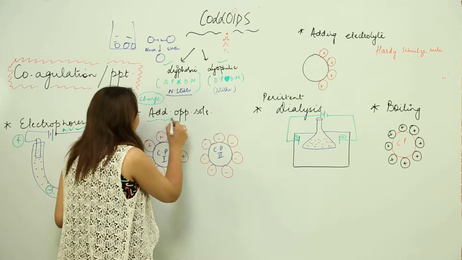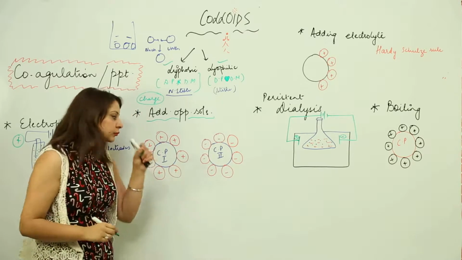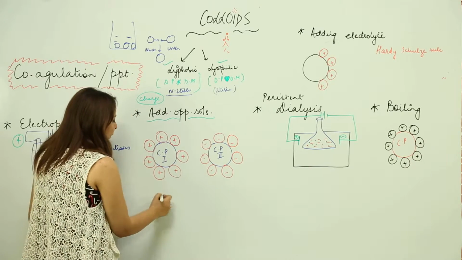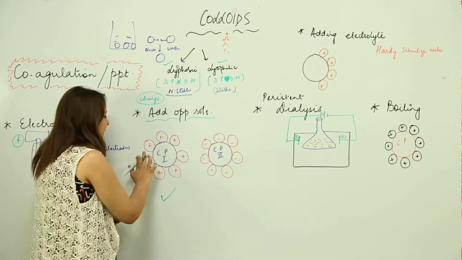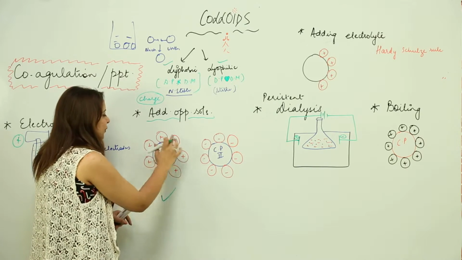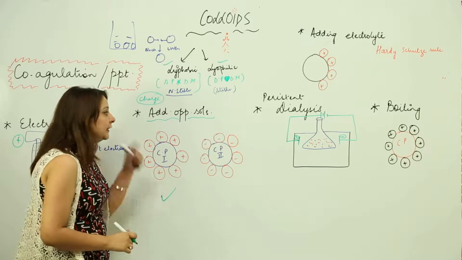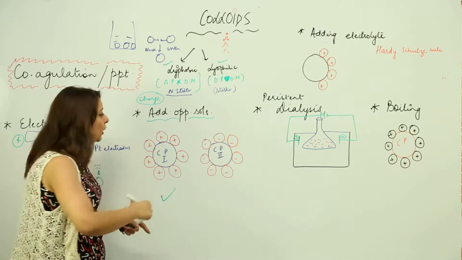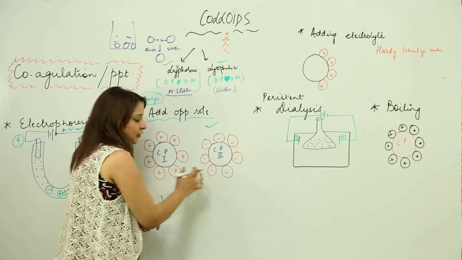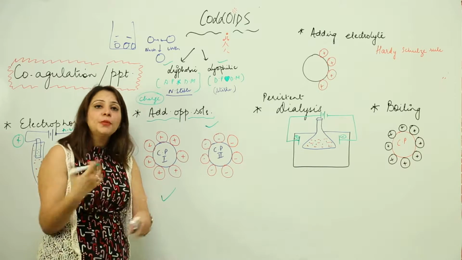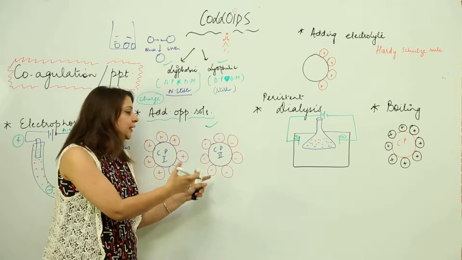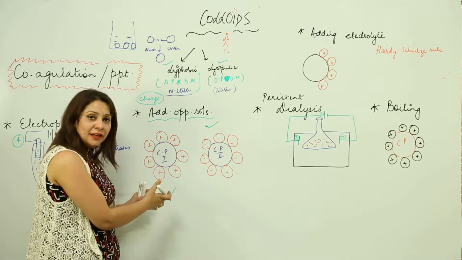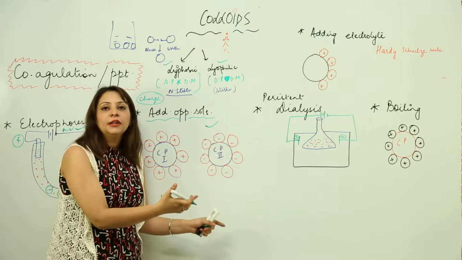Second is addition of opposite sols. Suppose I have one colloidal particle, which you can see has a positive charge. As you can see, there is a lot of positive charge adsorbed on the surface. Now I am going to add another sol which will carry a charge opposite to that. Suppose it is a positive one, so here I am adding a colloidal particle with a negative charge. Suppose I have a negative one, so I am going to add a colloidal particle with a positive charge.